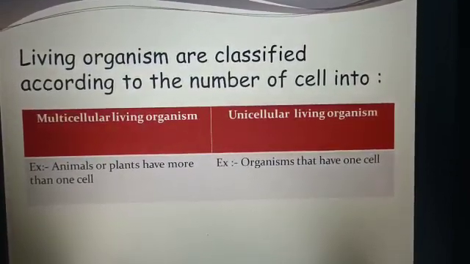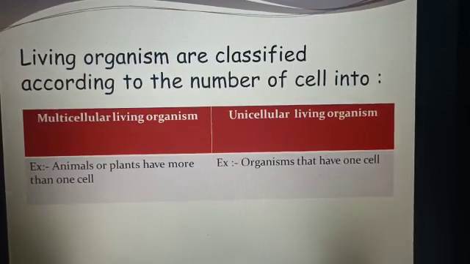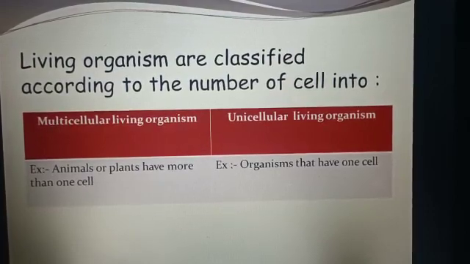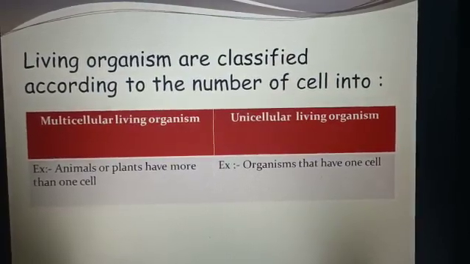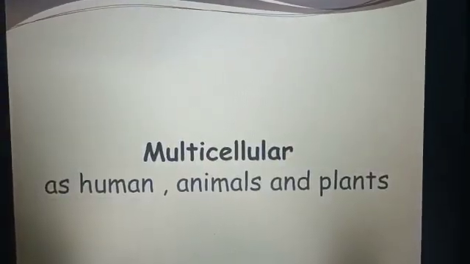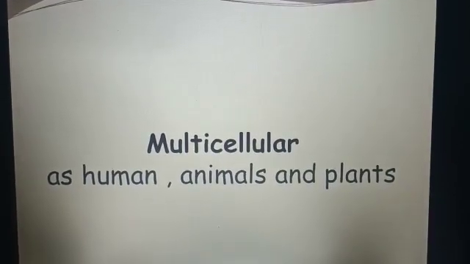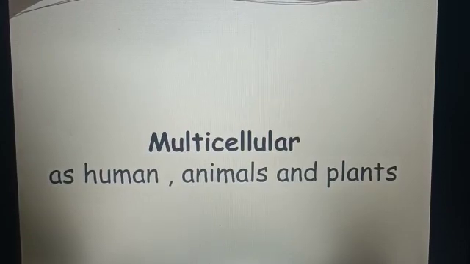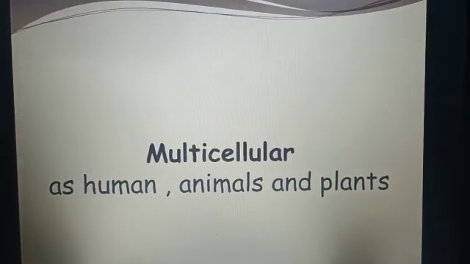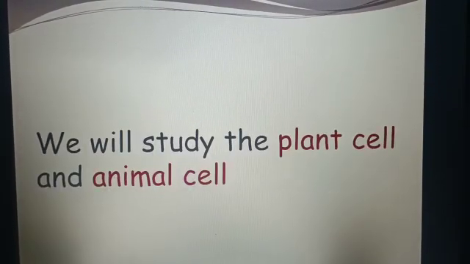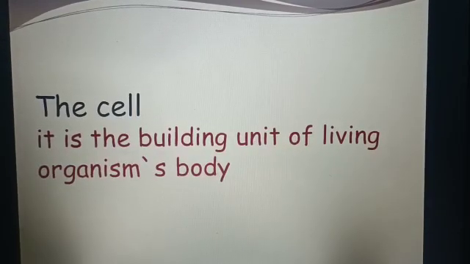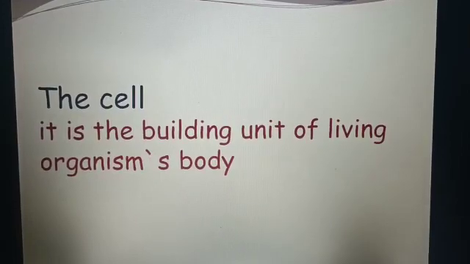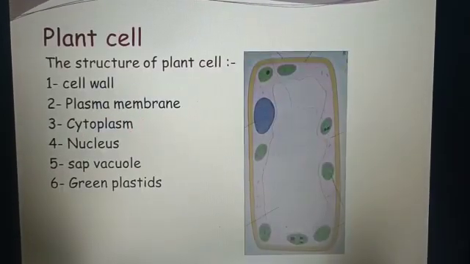Multicellular living organisms like animals, humans, and plants have more than one cell, and unicellular living organisms have one cell. First, we will talk about the multicellular, as human, animals, and plant cell. In our lesson, we will study the plant cell and animal cell. First, what is a cell? The cell is the building unit of the living organism's body.